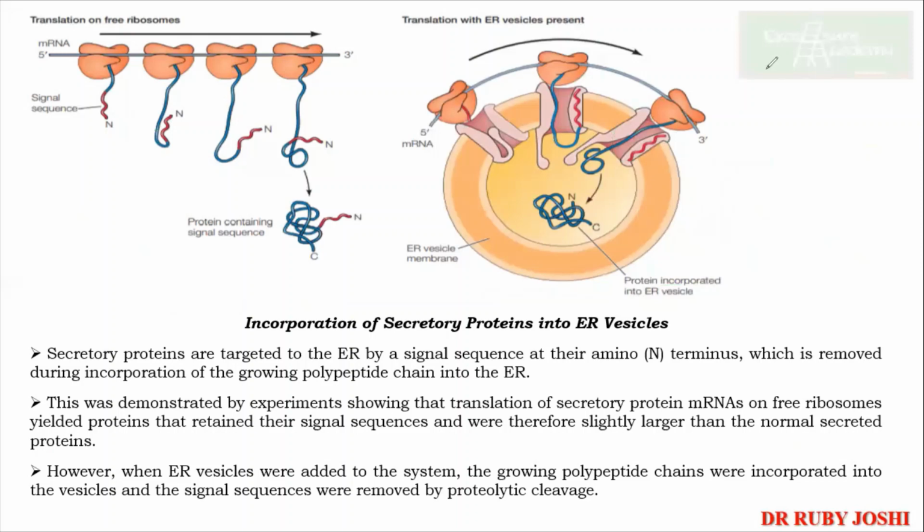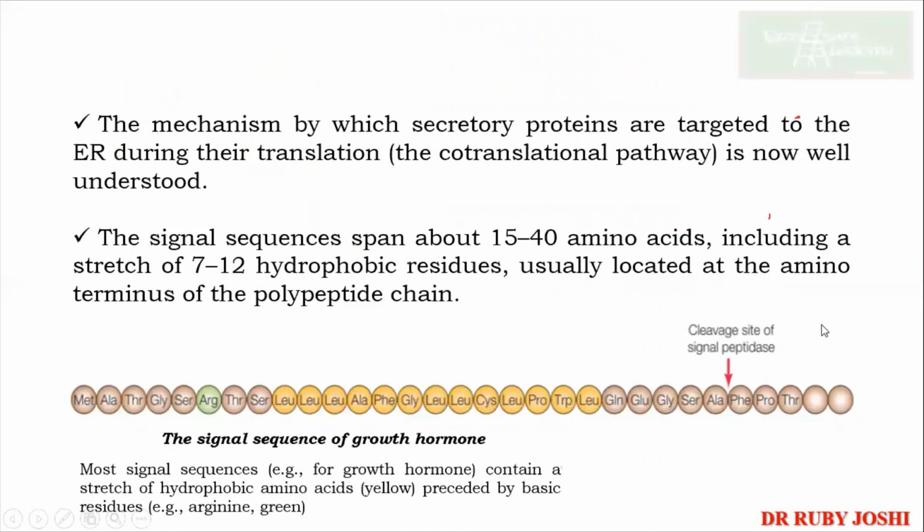Now it is clear. We'll come to like how from ER to Golgi it is going. We'll come to that. Don't worry. Now little bit concept is clear with that animation and this thought. Okay. So now the mechanism by which these proteins are targeted to the ER during the translation is now well understood. Now it is all because of the signal sequences.